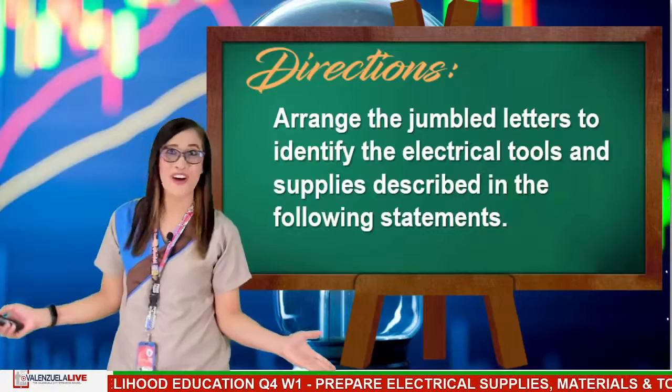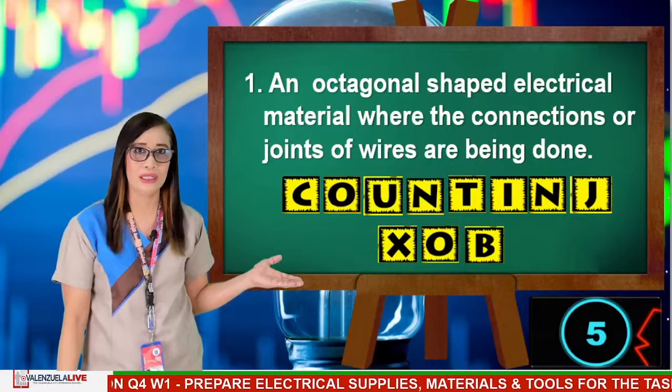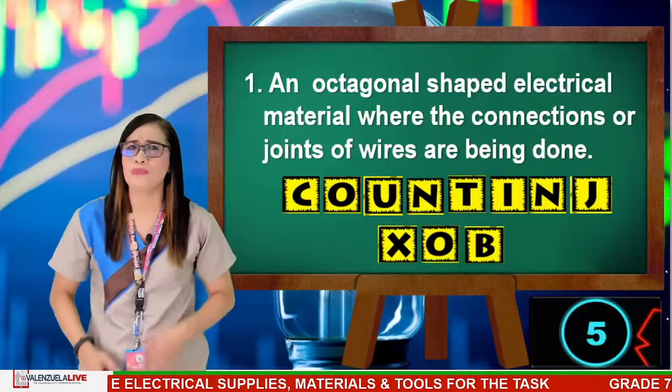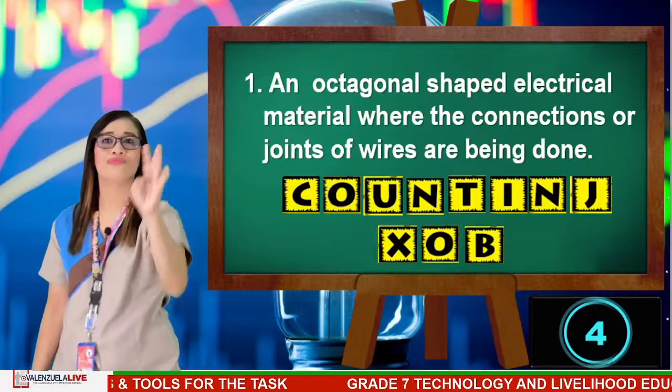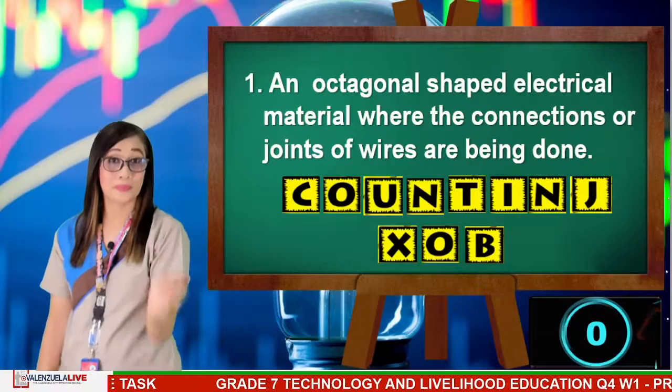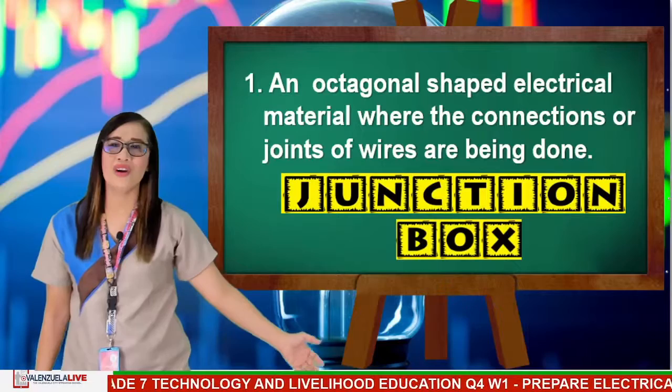For number one, an octagonal shape electrical material where the connection of joints of wires are being bound. Your time starts now. Oh, time is up. If your answer is junction box, you are correct.